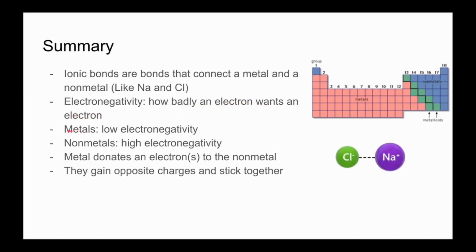Now, you remember metals always have low electronegativity, or they don't want electrons, and nonmetals always have high electronegativity, or they do want electrons. And metals always donate an electron to the nonmetal. So in this case, sodium donated an electron to the chlorine. And they gain opposite charges, and they stick together. So sodium becomes positive, and chlorine becomes negative, so they stick together, because opposites attract.